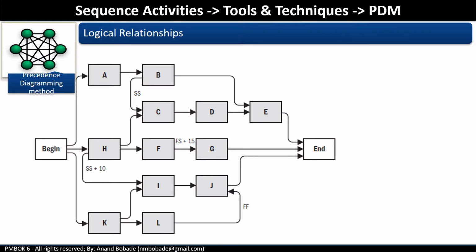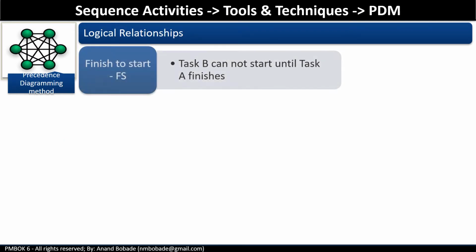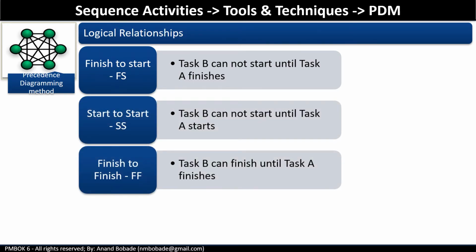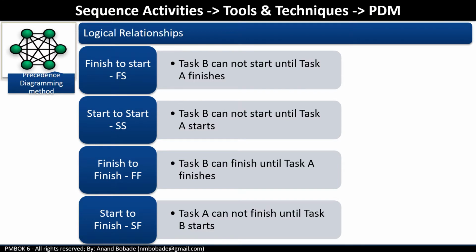Logical relationship. There are four types of logical relationship between predecessor and successor activity. Observe this project schedule network diagram on your slide and you can see letters like SS, FF, which stand for start to start or finish to finish. These are written on the arrows. So these represent the logical relationship between two activities. So what are these four logical relations? So we have finish to start, start to start, finish to finish, and we have start to finish. Let's understand each of them in detail with example.